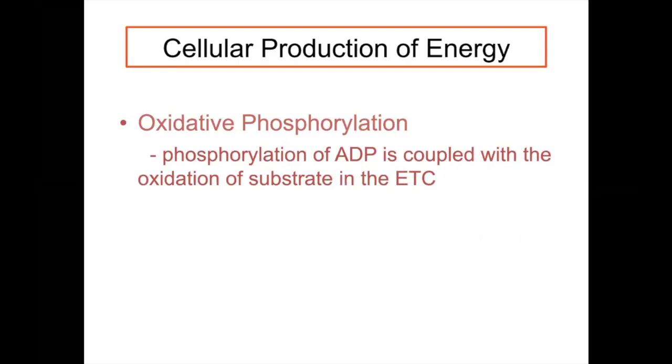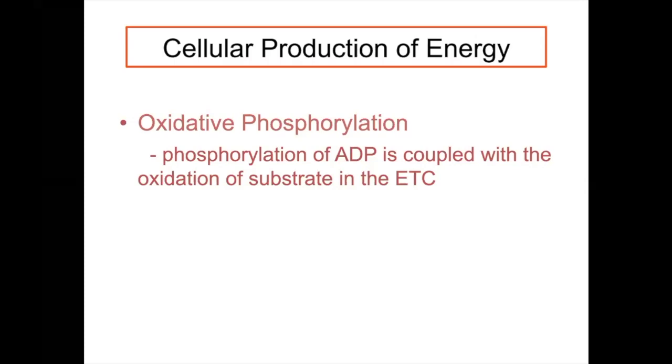Now, what about oxidative phosphorylation? This is another method or means wherein there's cellular production of energy. In oxidative phosphorylation, ADP is phosphorylated. So there's phosphorylation of adenosine diphosphate. However, this process is coupled with the oxidation of a substrate, which is linked to the electron transport chain.